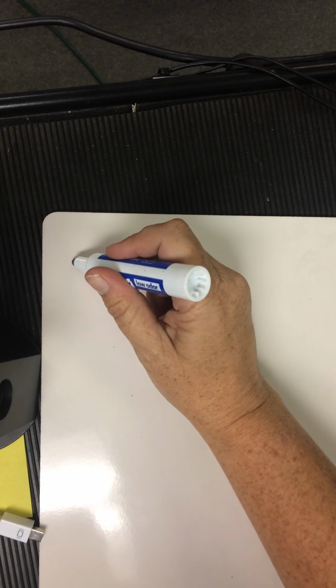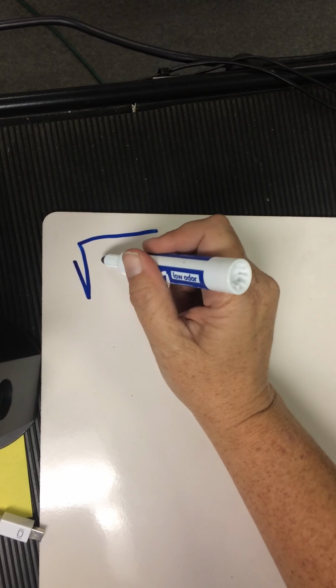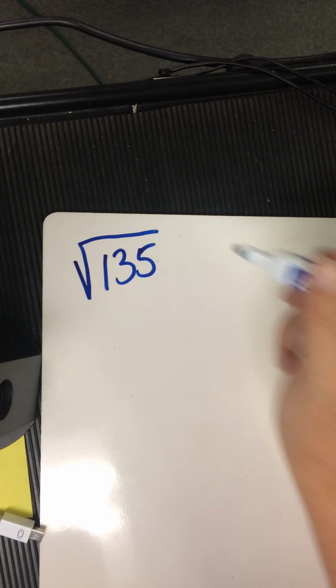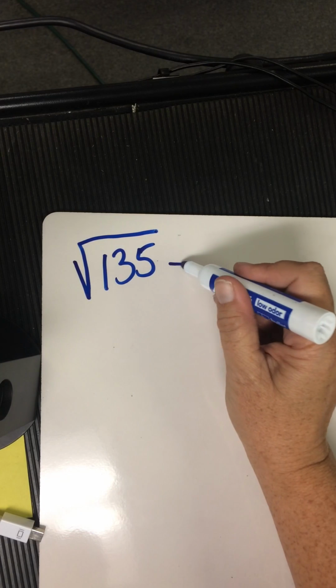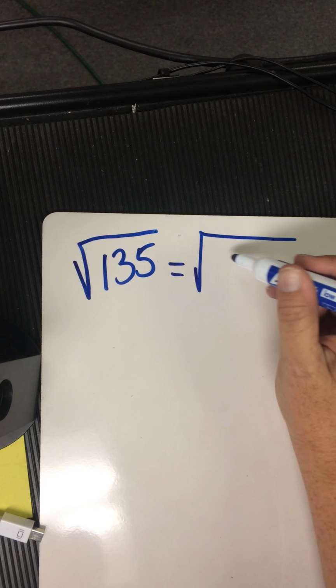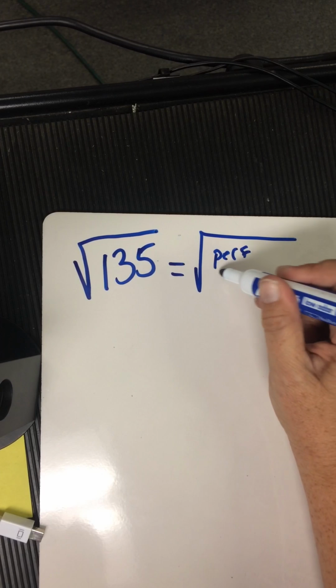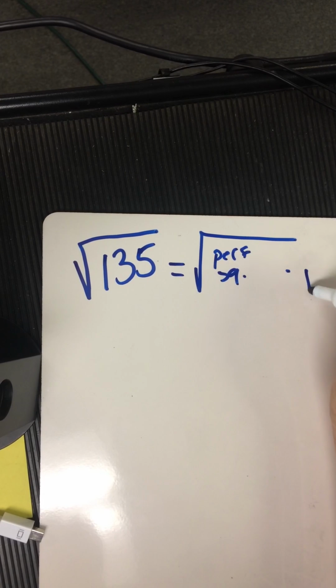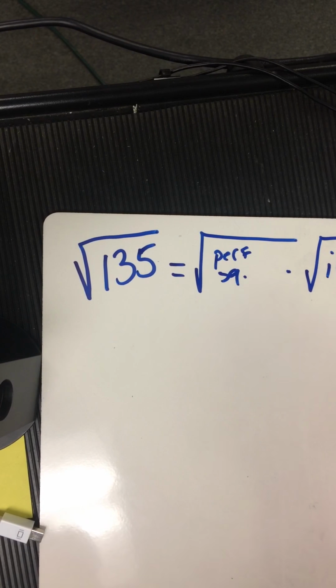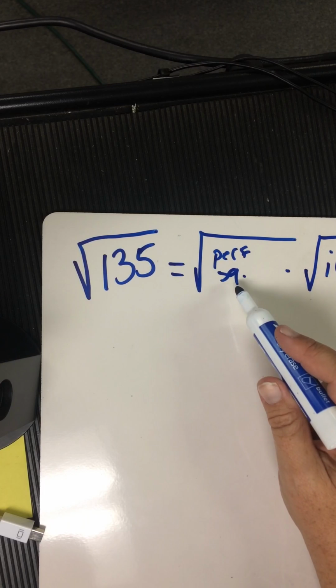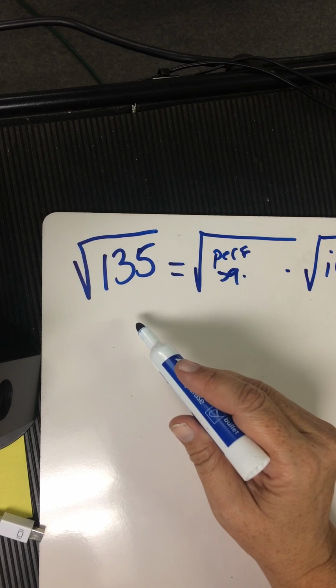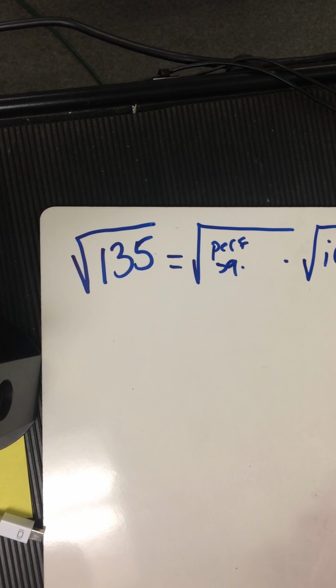Okay, let's do a video on simplifying square roots. Let's start with square root 135. Remember, our goal is to write this as the product of a perfect square times an irrational number. So if we can find a perfect square that's a factor of 135, then we're going to be in great shape.